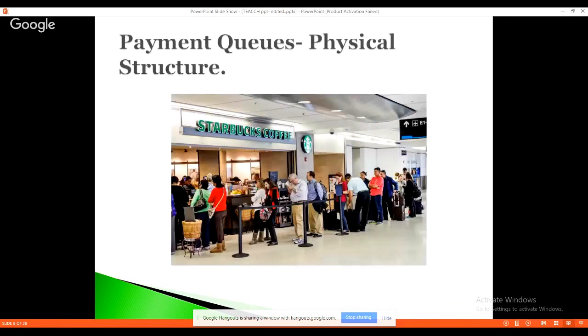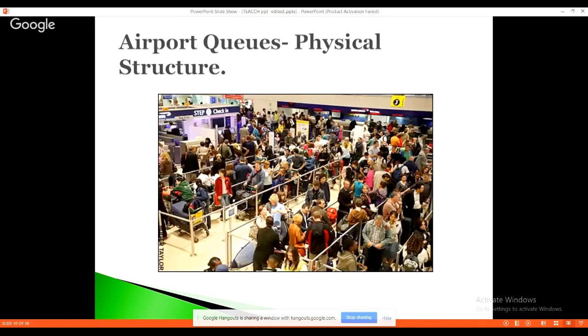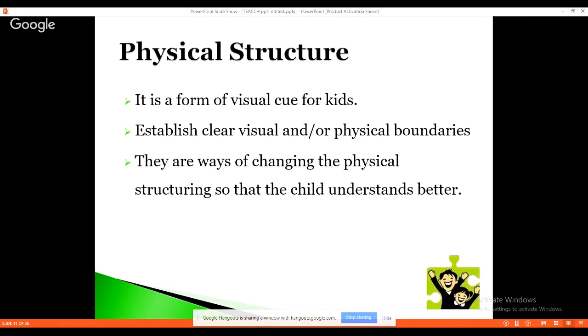Next is the payment queues. These are the rope queues that are there when we go to pay bills. Even in banks, you would see these kinds of things. They help us to know that this is the first queue, this is the second queue. So the rope queues are also an example of physical structure. The airport queues, you would see the rope queues there too. So these are all examples of physical structure in our day-to-day life.